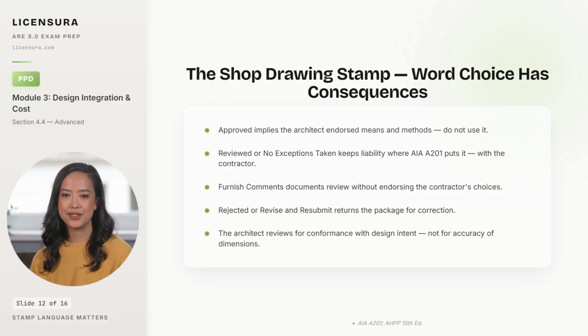Rejected or revise and resubmit returns the package for correction when the architect cannot accept what is on the page. And finally, the architect reviews for conformance with design intent rather than for accuracy of dimensions. The contractor is responsible for verifying dimensions at the site, and the architect's review is not a check of the contractor's measurements.